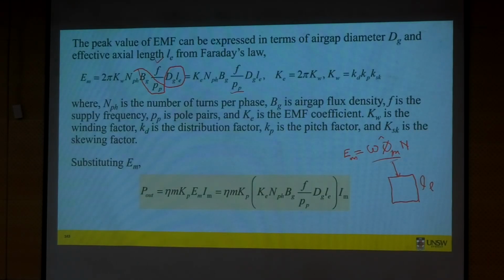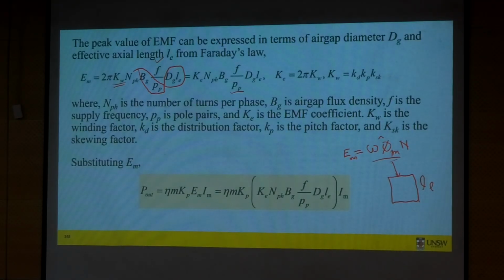And in this equation, you may also note that we have a winding factor. So in the machine, the number of turns are distributed in the slots. So we will have a winding factor, right? So that's Kw, your winding factor.